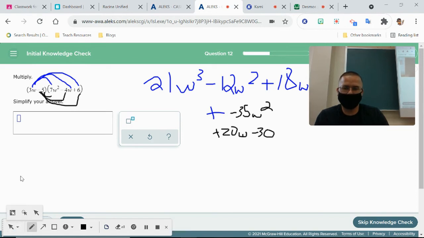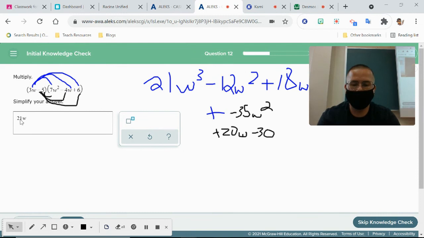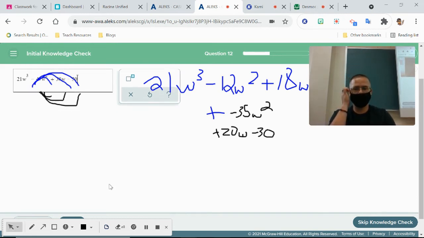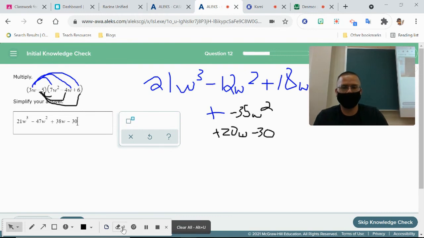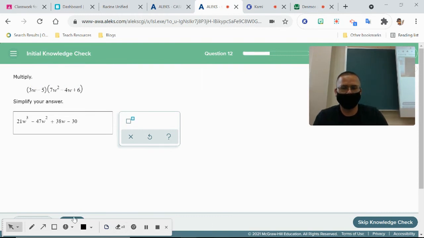So negative 5 times that, negative 5 times that. That's a plus now. Then you combine like terms and you get your final answer. So I'll just type that so I can save myself some time. 21w to the 3rd power, and then we got 2w squared, you can see. So that's going to be negative 47w squared. And then we got 2 w's, so we're going to go 38w. And we got a single negative 30. So that should be the answer. You combine all the terms that match up and then add them together.